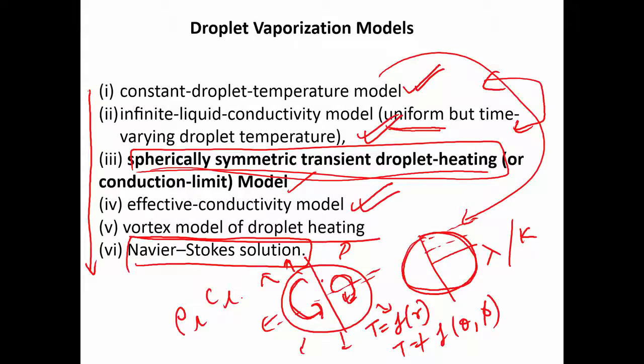The effective conductivity model is a variation of this, except that here the thermal conductivity lambda is revised to something called lambda effective. This is done because of the flow within the droplet. When there is a convective flow within the droplet, what does the flow do? It basically promotes mixing. Like from a turbulence perspective, where you have heard of effective viscosity, here also this is an effective thermal conductivity. That means in effect your droplet's thermal conductivity is going up because of the flow that is generated within.